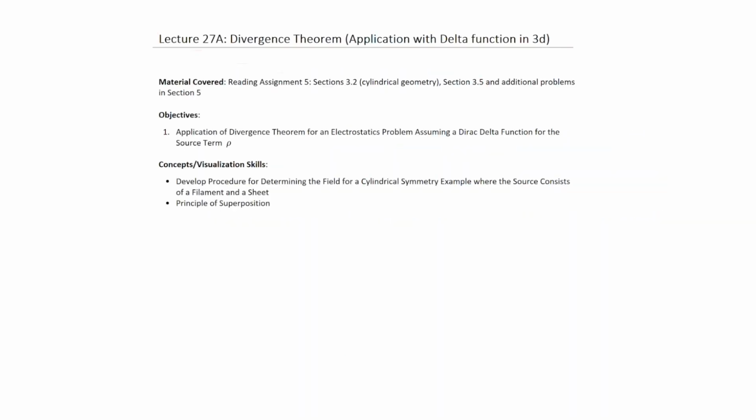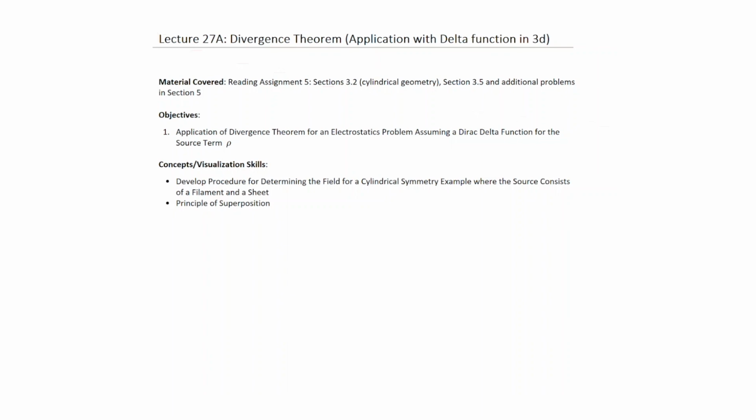Welcome to Lecture 27A. This is a two-part lecture series. In the one case, we're dealing with the divergence theorem, but now we're going to look at an application where we're dealing with delta functions in 3D. And in the second, Lecture 27B, we'll look at a superposition problem.